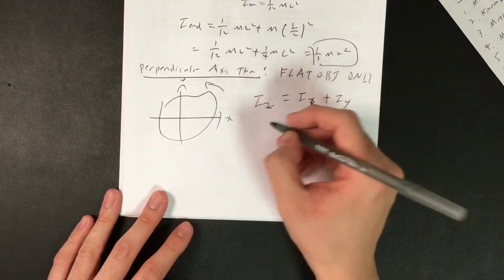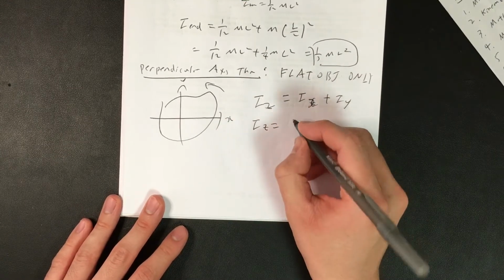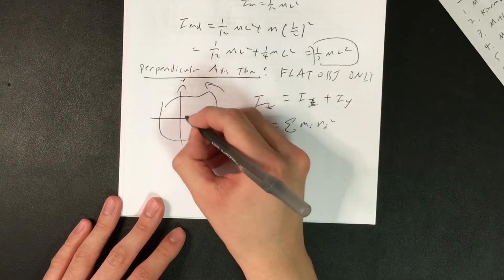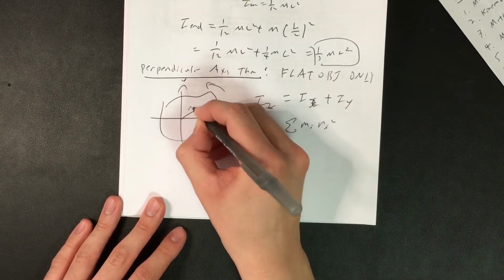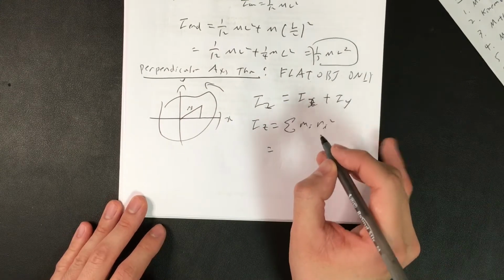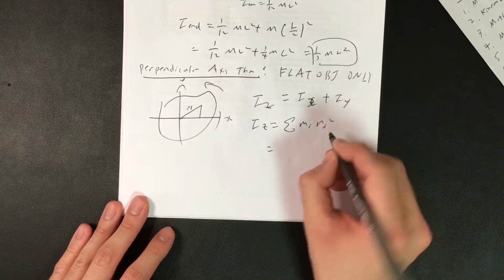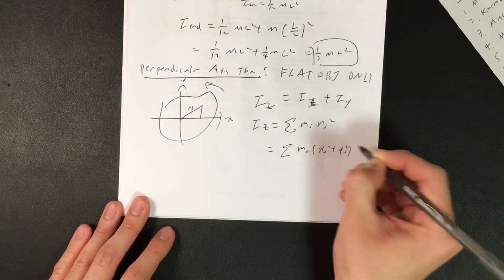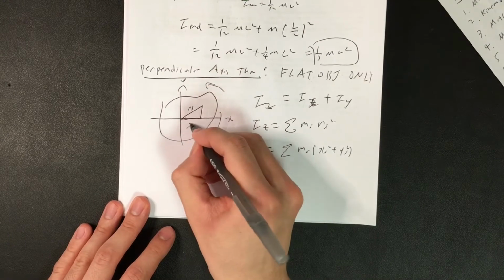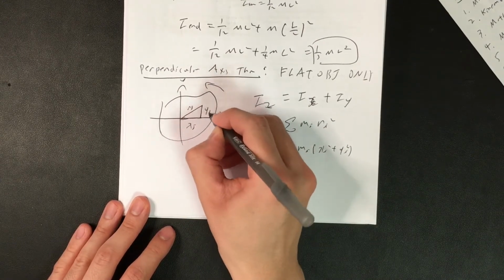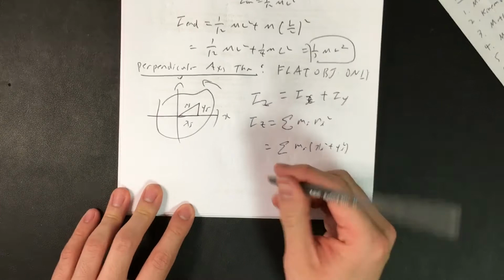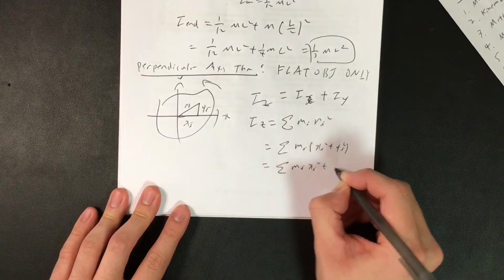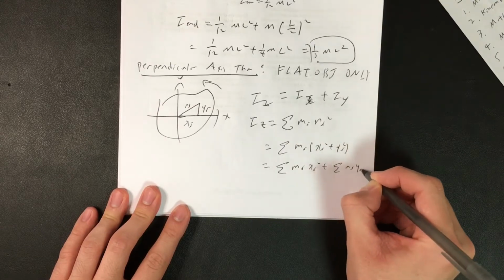Now what this means is that inertia along the z direction, from the definition of inertia, equals the sum of mi ri squared, where for every index this equals ri. And from the Pythagorean theorem, this ri squared equals xi squared plus yi squared, where xi is the distance in the x direction and yi is the distance in the y direction. Separating these two terms, this equals the sum of mi xi squared plus the sum of mi yi squared.